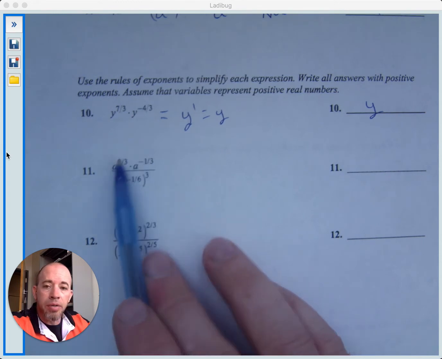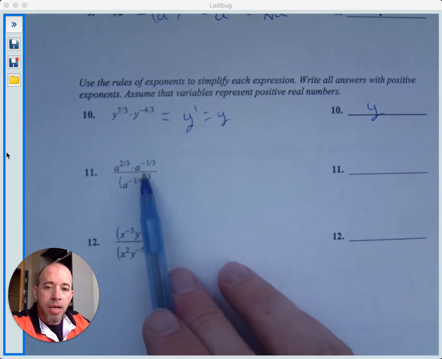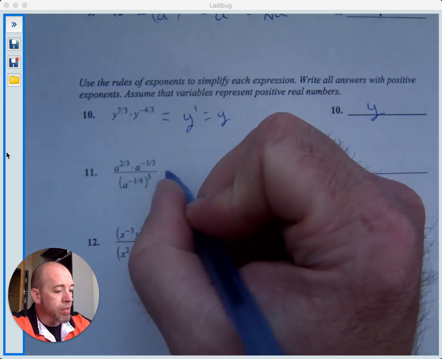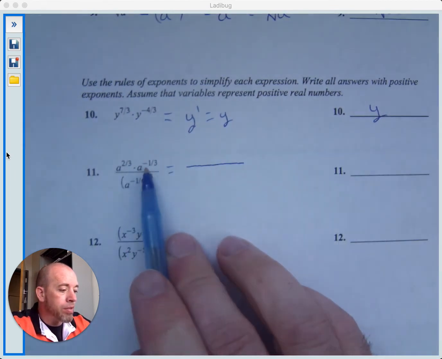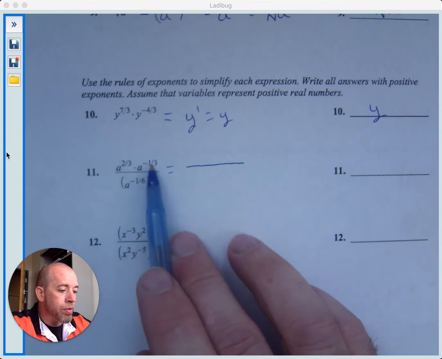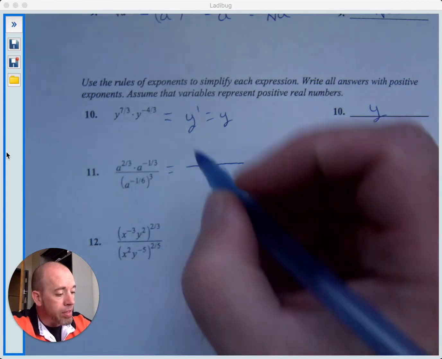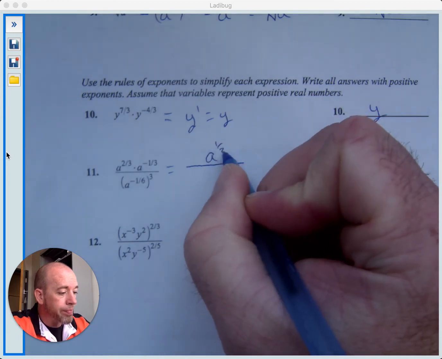Now here we got a lot going on, right? The top is multiplication, so let's do that. We know how to do that. We just did that, right? If you multiply powers, you add the exponents. 2/3 plus negative 1/3 would be 1/3. So on the top we get a to the 1/3.